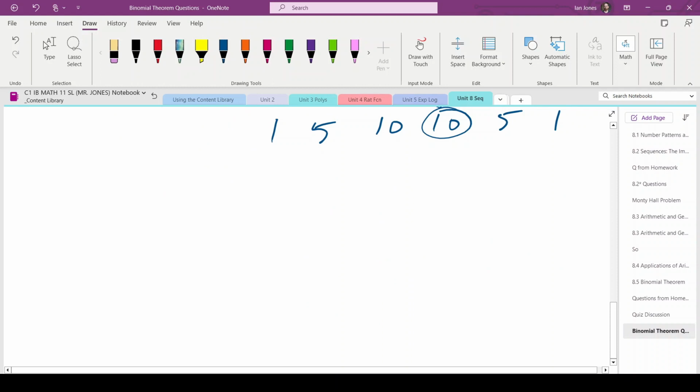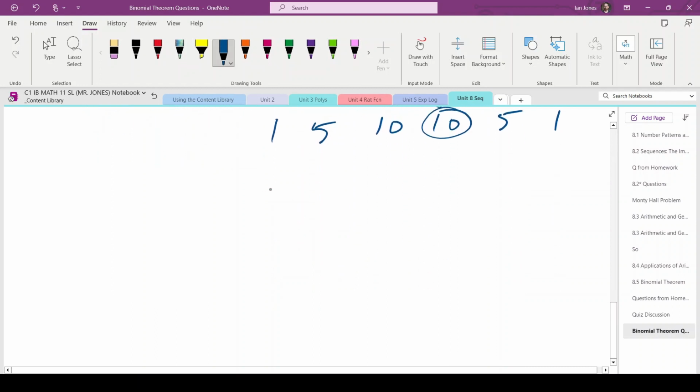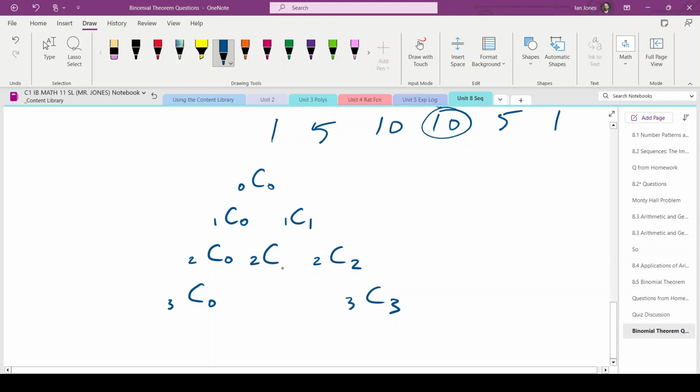You should also memorize that Pascal's triangle is n choose r. And the top one is 0 choose 0. The next one here is 1 choose 0, 2 choose 0, 3 choose 0, all the way down. This one here is 1 choose 1, 2 choose 2, 3 choose 3, all the way down. And across each row, we're just changing this r value. So here we have 2 choose 1, here we have 3 choose 1, 3 choose 2, and so on.